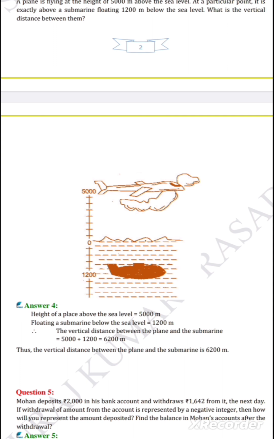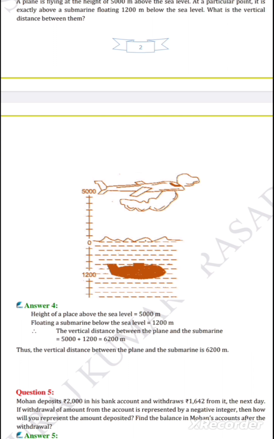As shown in this figure, at point 0 it is the sea level, and at 5000 meters above the sea level a plane is flying, and 1200 meters below the sea level a submarine is floating in the water. Now we must calculate the distance between the plane flying in the air and the submarine floating under the water.